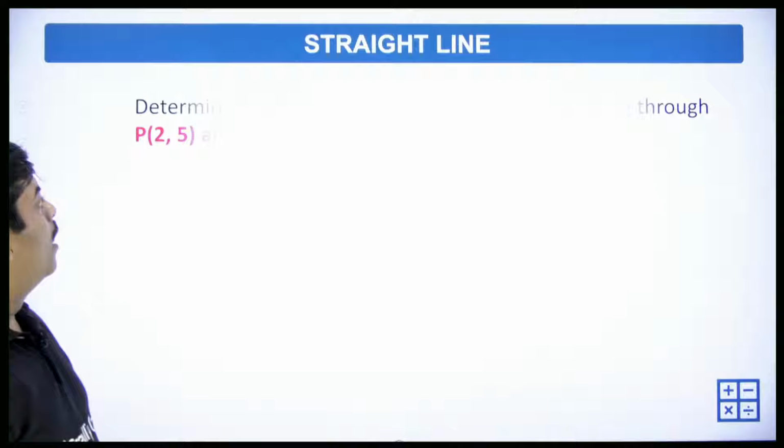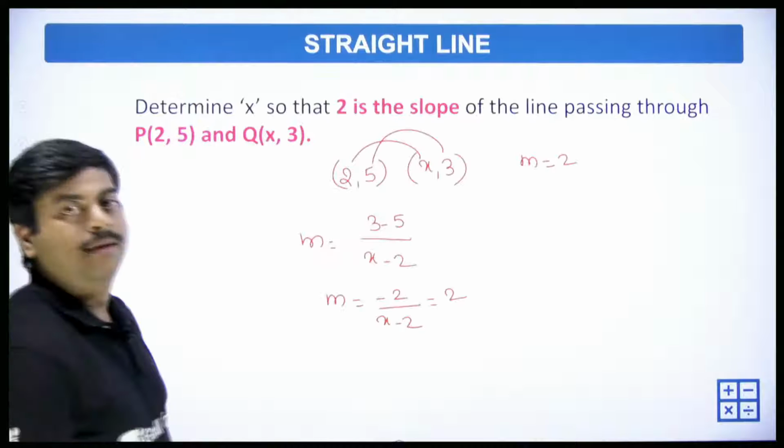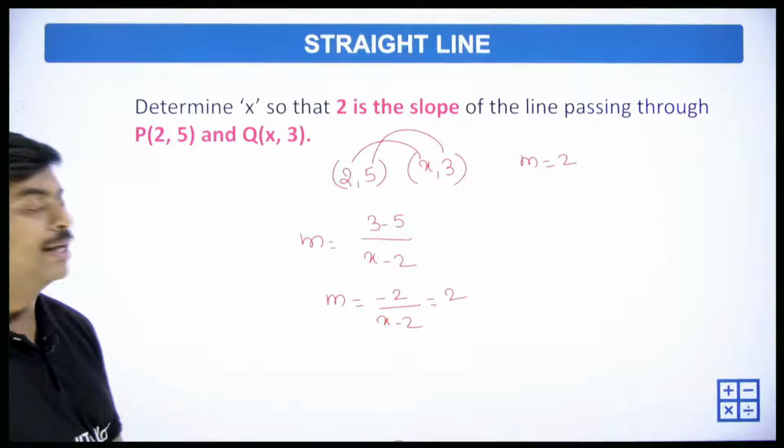So y2 minus y1 is 3 minus 5, by x2 minus x1, x minus 2. Okay, that is the slope. So slope is equal to 3 minus 5, which is minus 2, by x minus 2, and that slope is given as 2. So 2 and 2 get cancelled. So you're left with minus 1 by x minus 2 is equal to 1. That will give you minus 1 is equal to x minus 2.